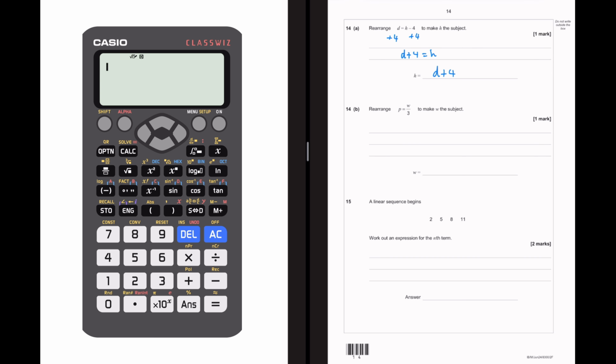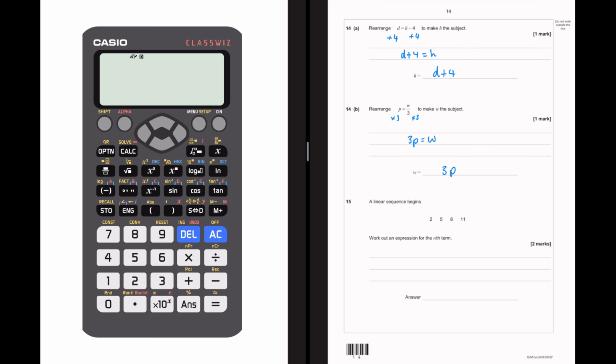Part B says rearrange P equals W over 3 to make W the subject. So this is W divided by 3. So we need to move this 3 to the other side. We're going to do the opposite to dividing by 3, which is multiplying by 3. So multiplying both sides by 3, we get 3P equals W. So W is equal to 3P.